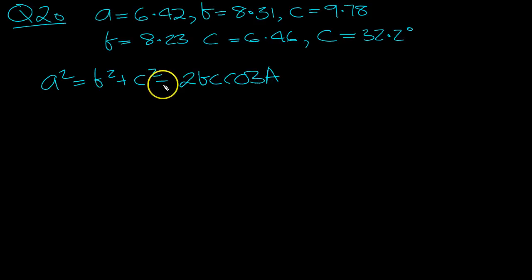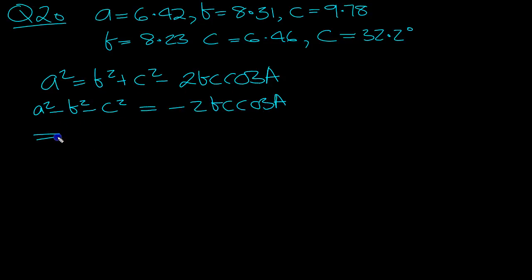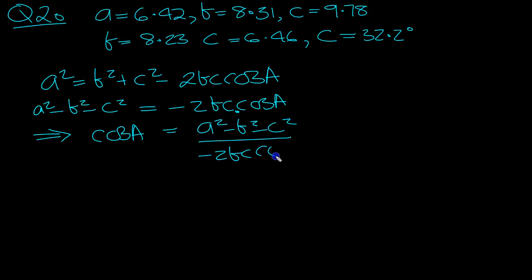So we can write this as a squared minus b squared minus c squared, can't we, equals minus 2bc cosine a. And that can tell us what cosine a is, because we can move this minus 2bc product underneath a squared minus b squared minus c squared. If we run a minus through the top part and the bottom part, then we get it in a more familiar form: b squared plus c squared minus a squared over 2bc.